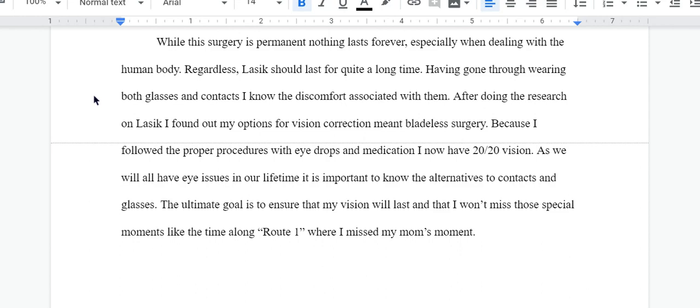Having gone through wearing both glasses and contacts, I know the discomfort associated with them. After doing the research on LASIK, I found out my options for vision correction meant bladeless surgery. Because I followed the proper procedures with eye drops and medication, I now have 20/20 vision. As we will all have eye issues in our lifetime, it is important to know the alternatives to contacts and glasses. The ultimate goal is to ensure that my vision will last and I won't miss those special moments like the time along Route 1 where I missed my mom's moment.